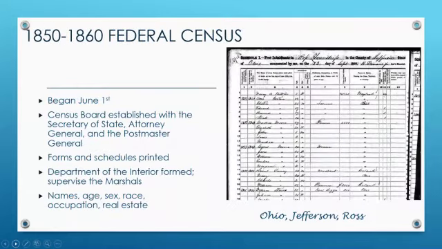So for the 1850 and 1860 federal census, again, this begins on June 1st. And this was the year that they established the Census Board. They went this many years without a census board. The Census Board was made up of the Secretary of State, the Attorney General, and the Postmaster General. And they printed out the forms and the schedules.